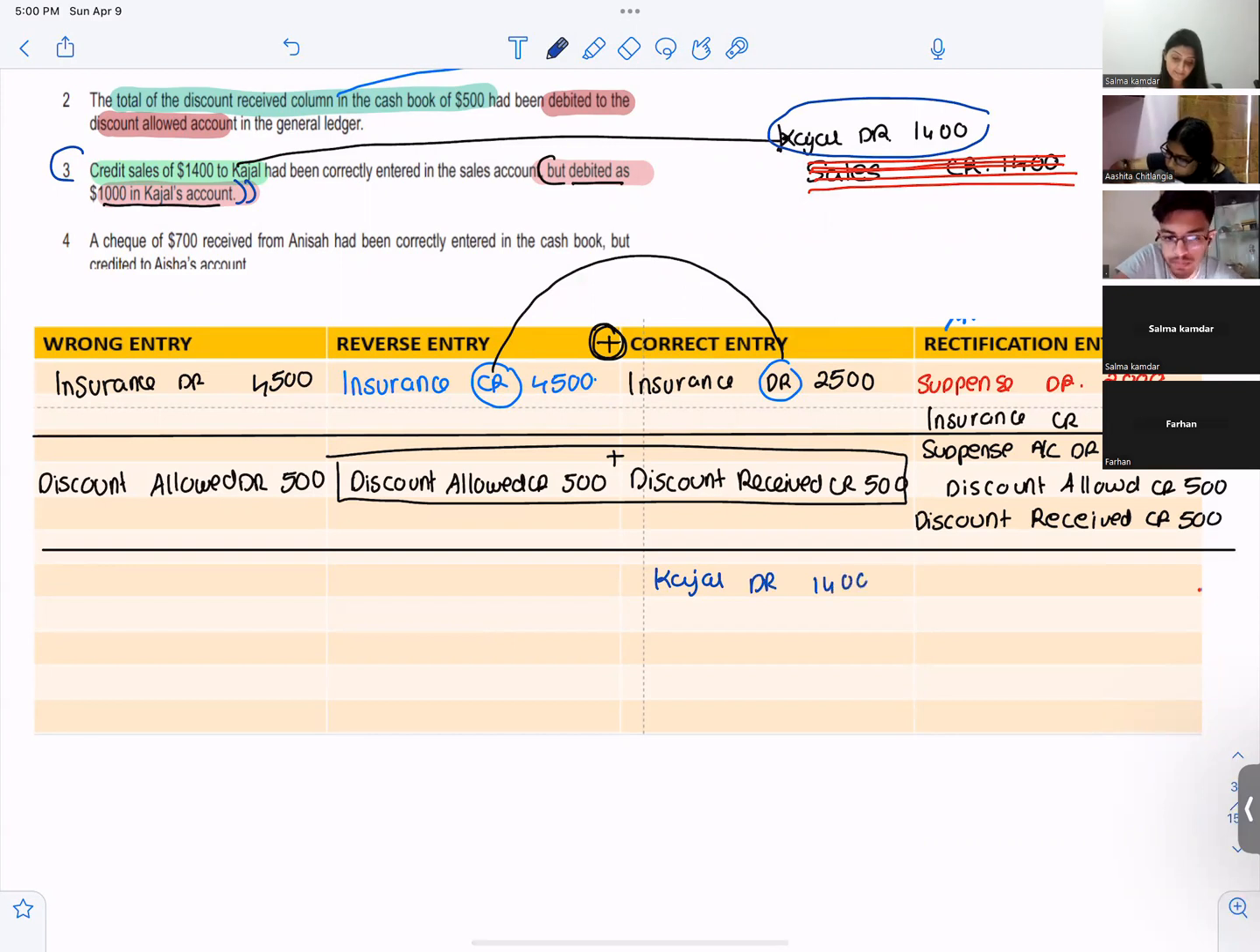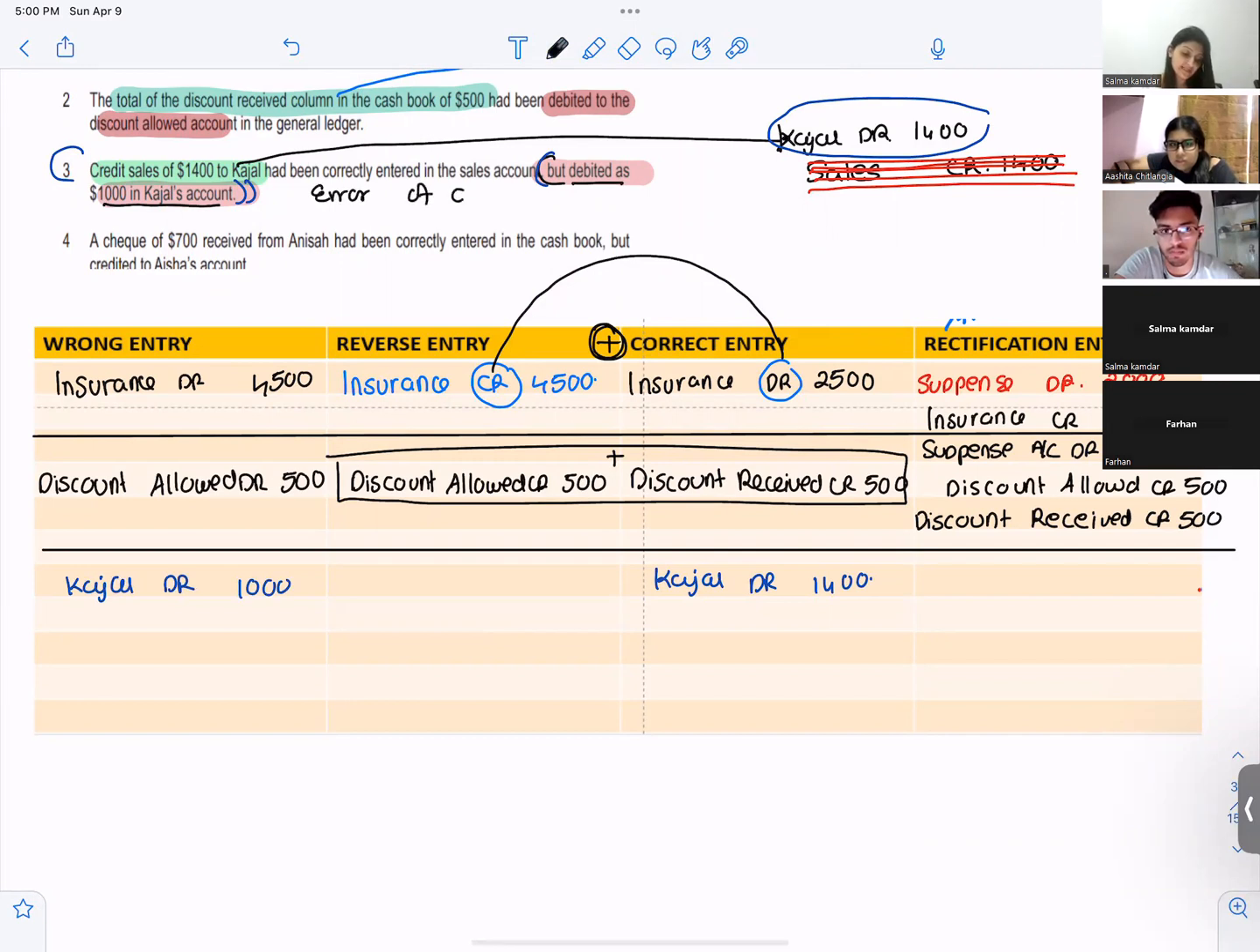What did I do? You debited Kajal 1,000. That's the wrong thing you did. You debited Kajal as 1000. What is the name of this error? Error of wrong name, I think so. Wrong amount.